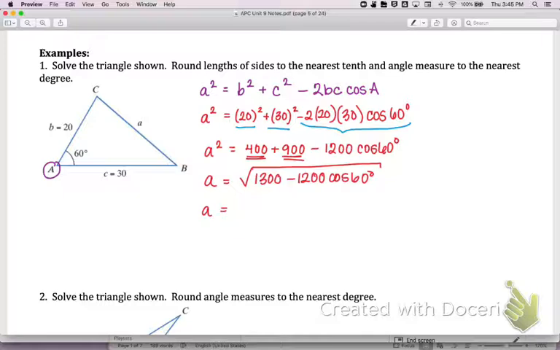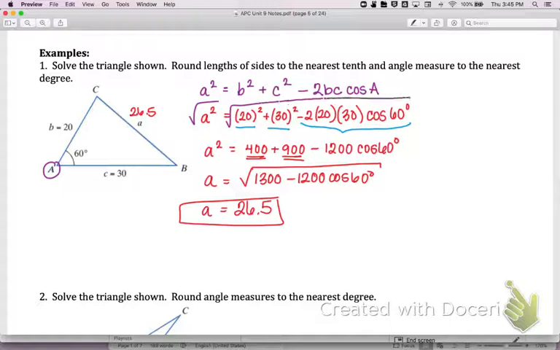We don't need plus or minus because A has to be positive since it's a side of a triangle. So square root 1300 minus 1200 cosine 60, close parentheses, enter, is 26.5. Sides to the nearest tenth, angles to the nearest degree. So now we know that side A is 26.5. That's our first answer. Okay. And honestly, guys, you could have done the square root right here and just typed it in just like that. It's all going into your calculator, so it doesn't matter.